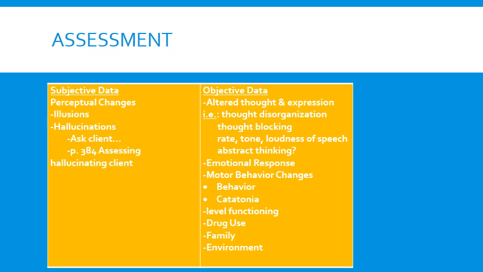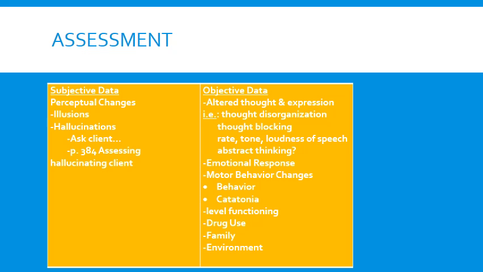The first thing we're going to be talking about is assessment, and really we have already covered all of the subjective and objective information when we talked at the beginning of the unit about signs and symptoms of a person with either schizophrenia or a psychotic disorder. But we can break it down into subjective and objective data. So subjective data would include the perceptual changes that are happening in this person's senses. So illusions, we can ask them, what are they seeing?